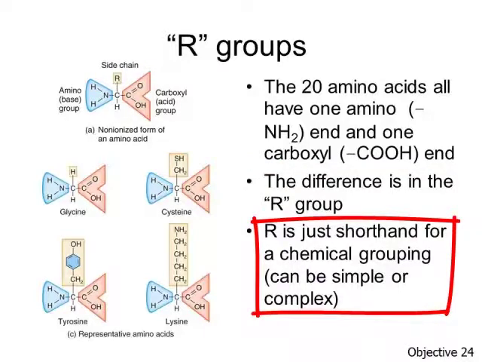So we see some examples of R groups here. They can be very, very simple, simply a hydrogen atom in the case of the amino acid glycine, or they can be very complicated, such as a ring structure or a long chain of CH2s capped with an amino group on the end of it in the case of lysine.